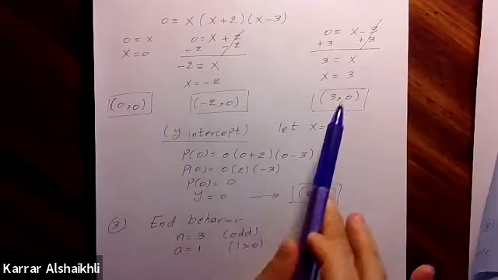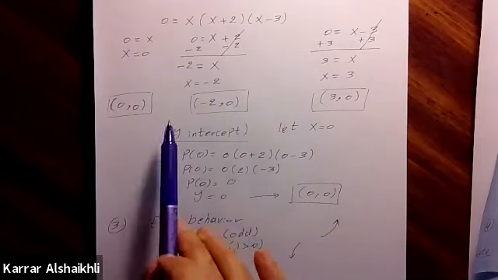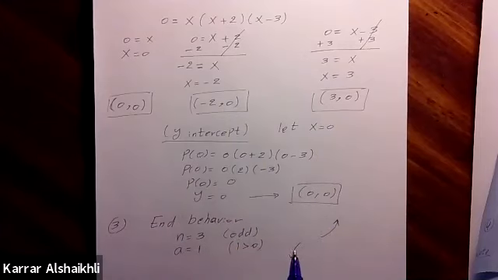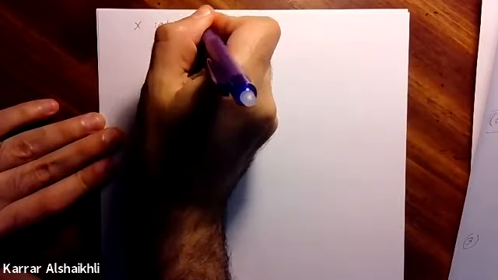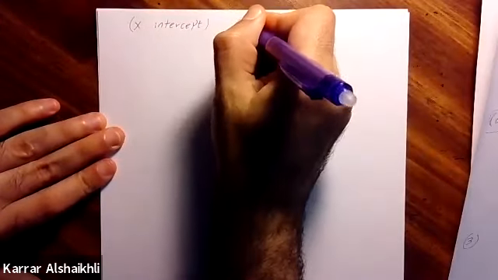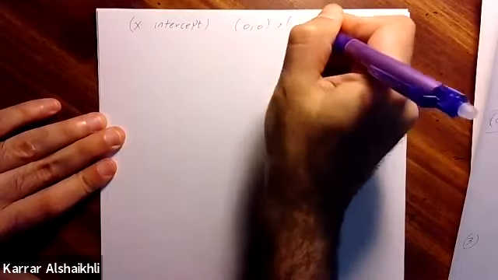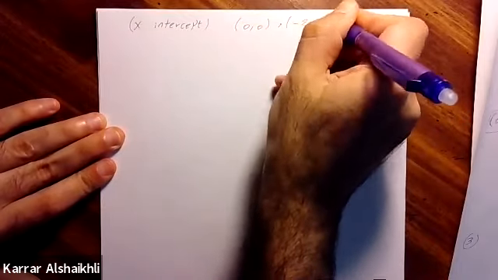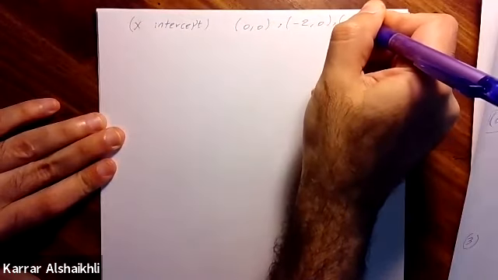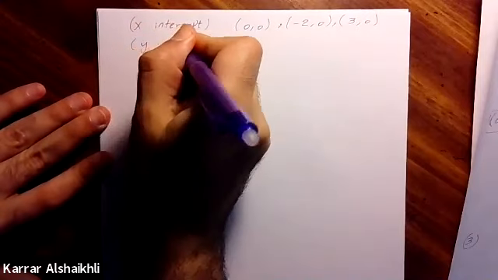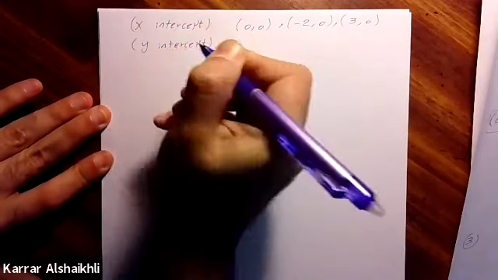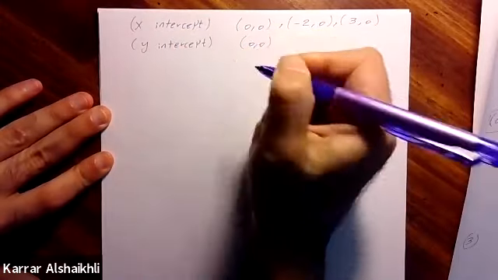I have 3 points here. I have the x-intercepts and the y-intercept. I already know the end behavior. So now we're going to graph it. For the x-intercepts, we have 3 points: 0, 0, and the other point, -2, 0. And the last point is 3, 0. And we have the y-intercept, only 1 point, which is 0, 0.